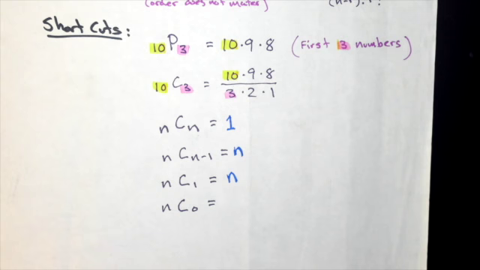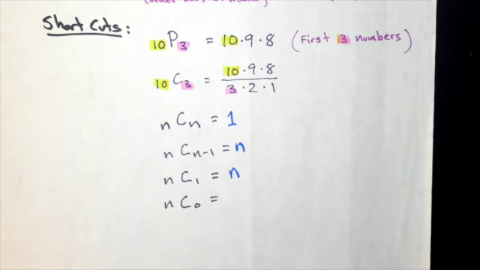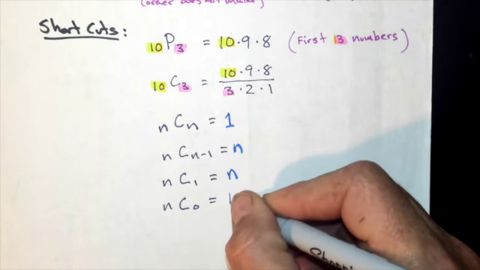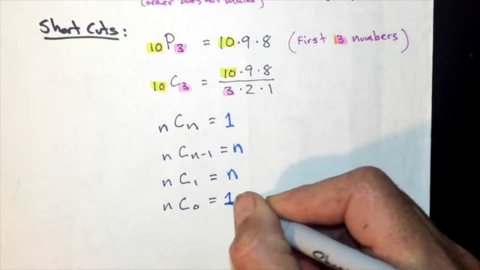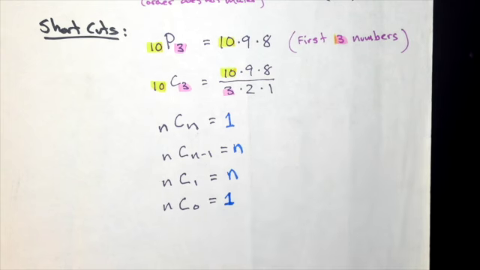Now the last one, n choose 0. I'm going to choose 0 of my pens. How many ways can I do that? You might think that there's 0 ways, but there's actually one way to do it. That is, leave them all there. So we have to remember that this is 1. If I ever have n choose 0, I'm going to have to say that's 1.